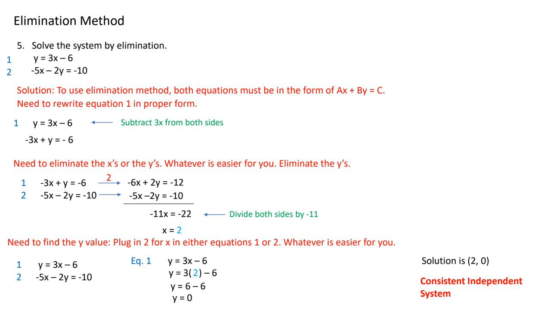So now to get the other part, I'm going to do the same thing that I did for my substitution method. I'm going to plug it into any of the other two equations. And again, I'm just going to plug it into the first equation since it's the easiest one to plug into to get the y value. And when I do this, I get my solution again, (2, 0). Again, this is a consistent independent system. So again, this method is called the elimination method.